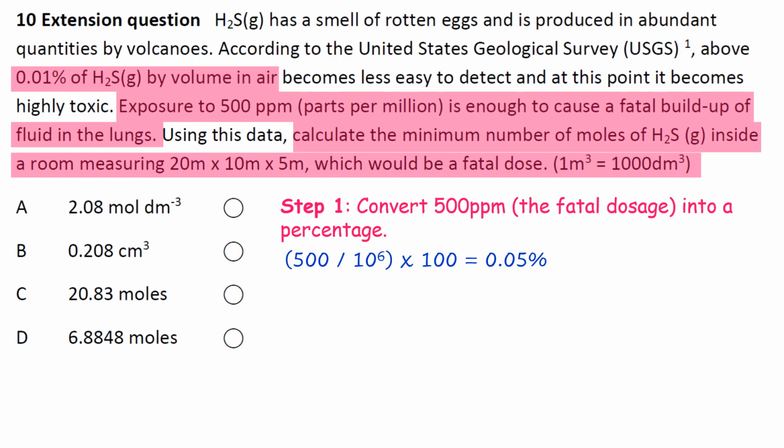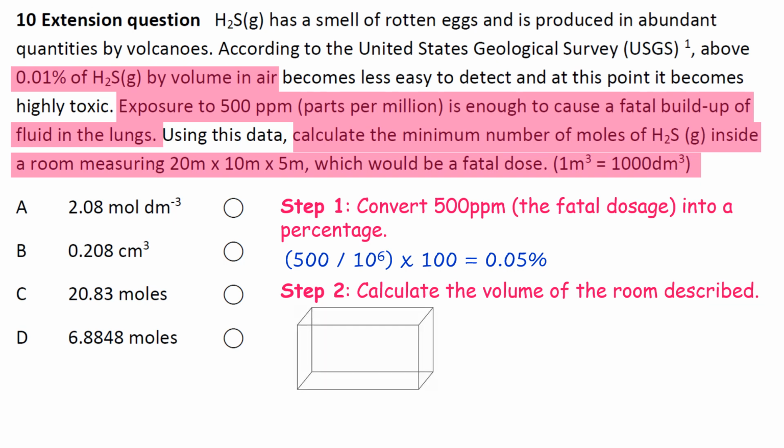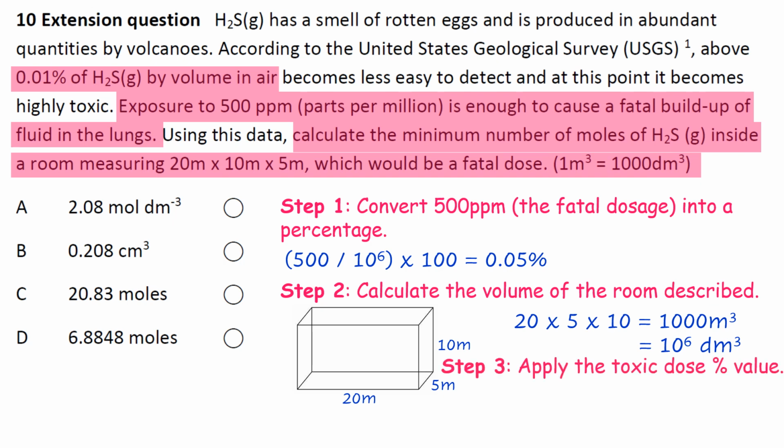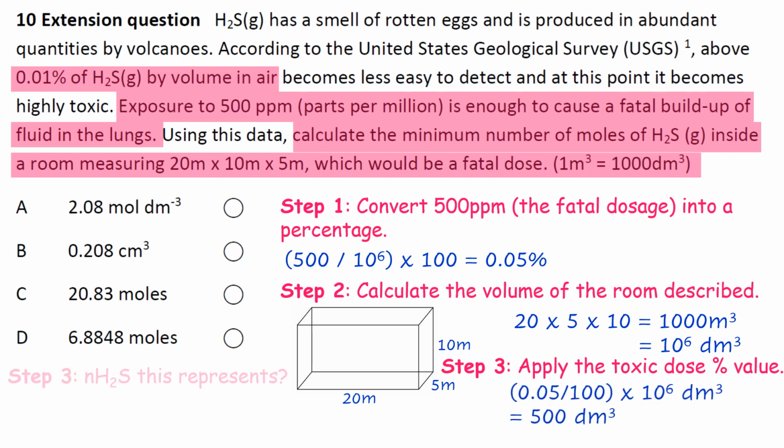So now to work out the minimum number of moles inside our room, we imagine our room and calculate its volume. So multiplying the length times the height times the width gives us 1000 meters cubed, which is obviously 10 to the power of 6 decimeters cubed because of the conversion factor we were given. Finally, you apply the toxic dose percentage value to this volume. So that gives us 500 decimeters cubed.